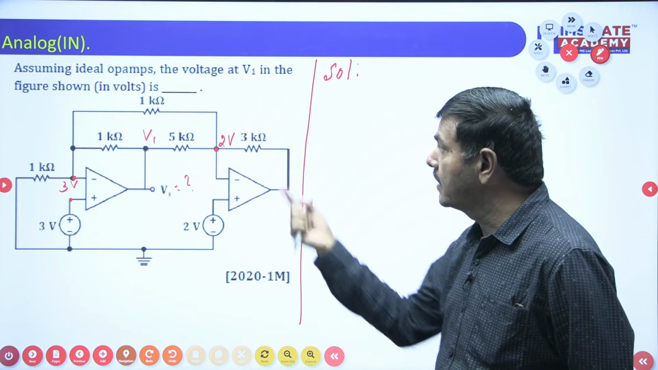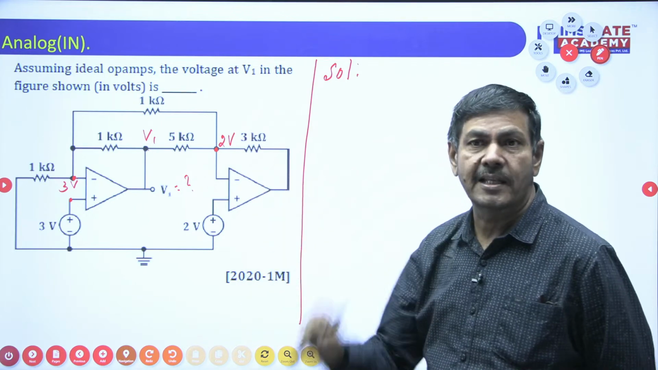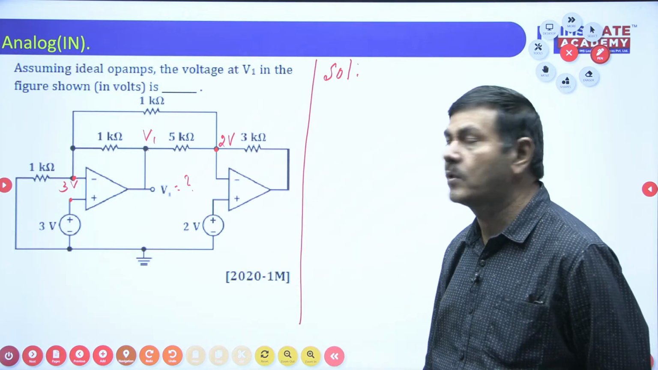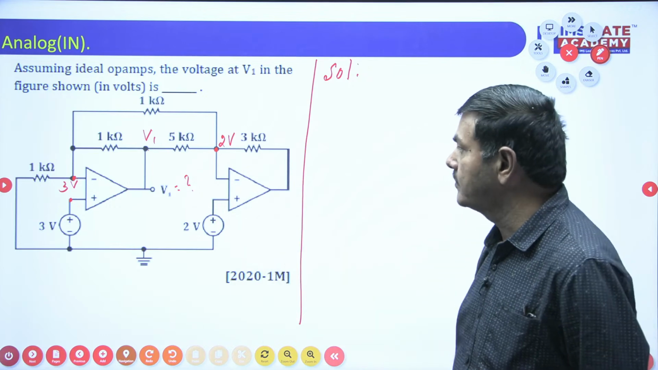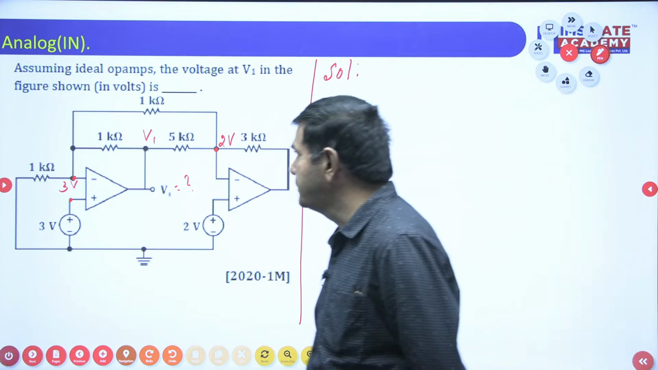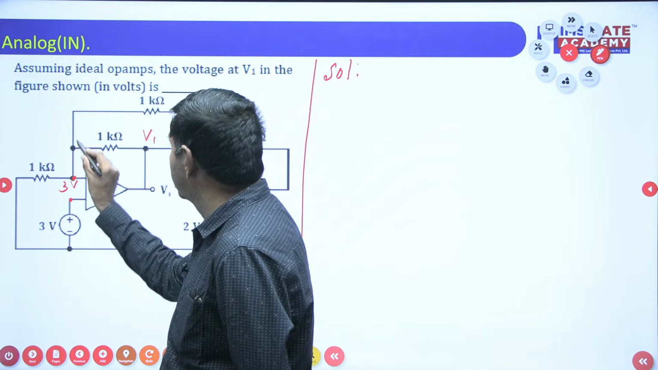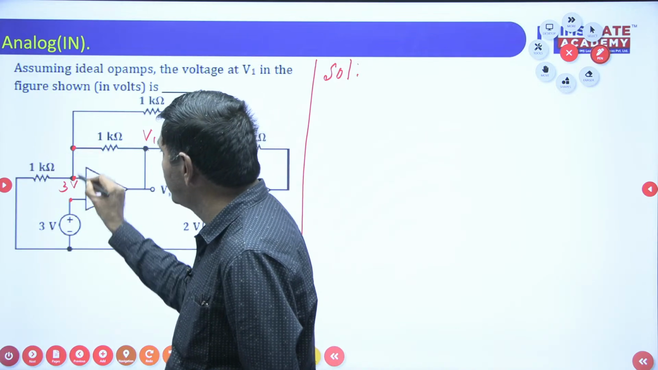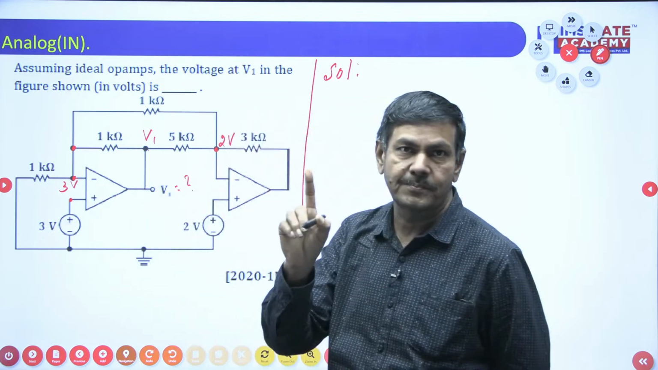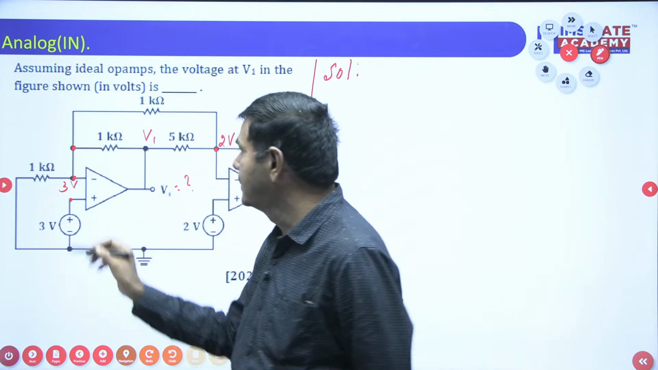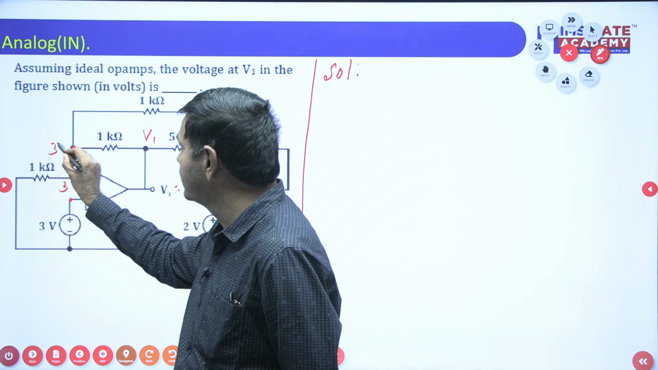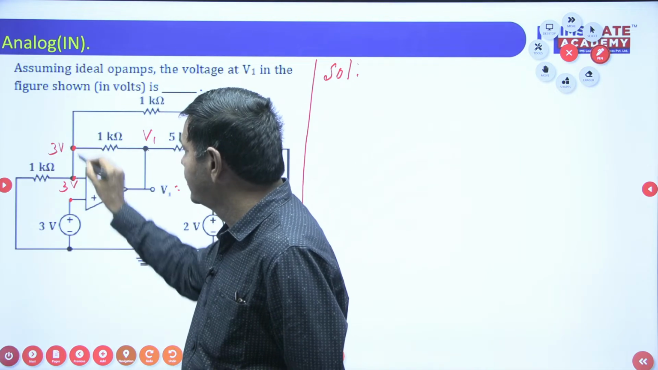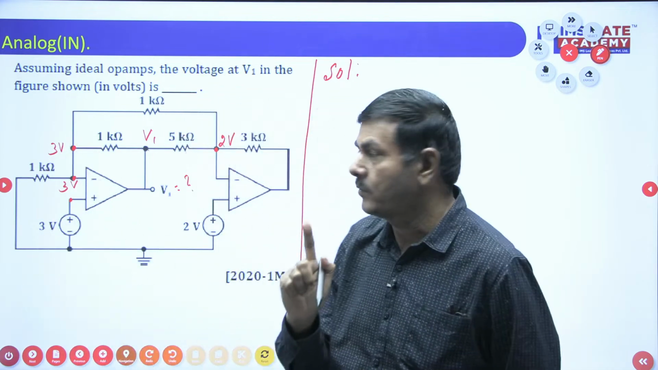How can we find that node voltage? By using nodal analysis only. Just apply nodal analysis, you find V1. This is 3 volts here, so the same 3 volts here also. These 2 points can be taken as a single point, the same point only. These 2 can be taken as a single node.